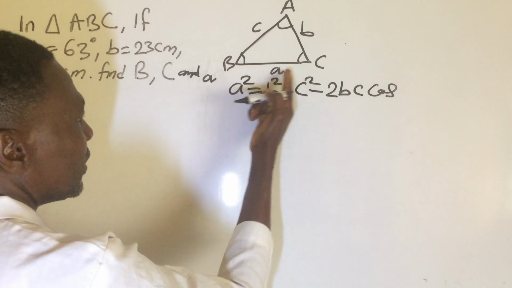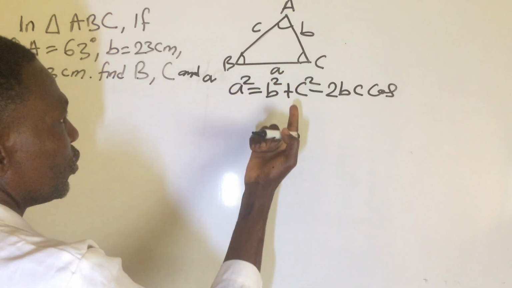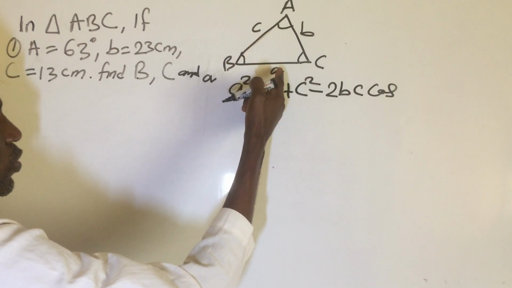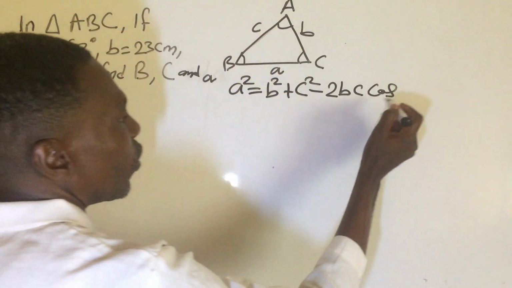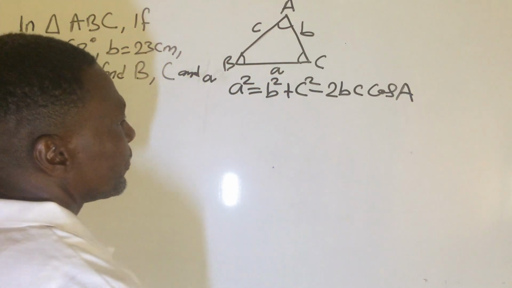I am looking for this side now. Which angle is opposite to it? The angle that is opposite to it is this angle A. Do you understand? So it will now be cos A.